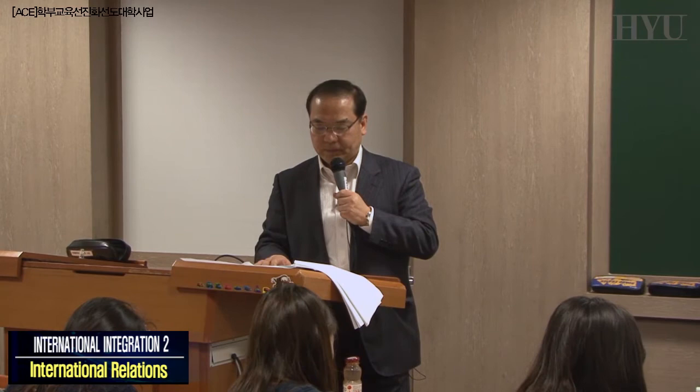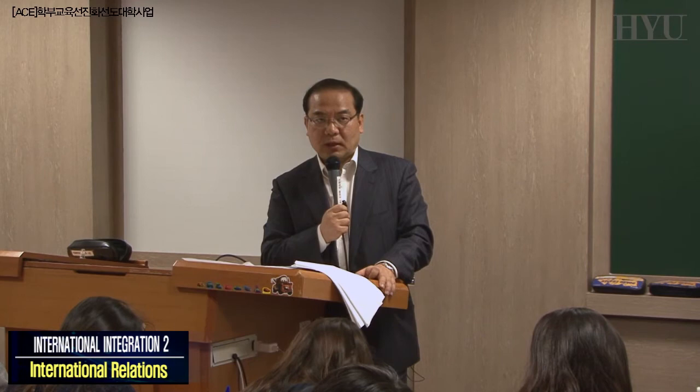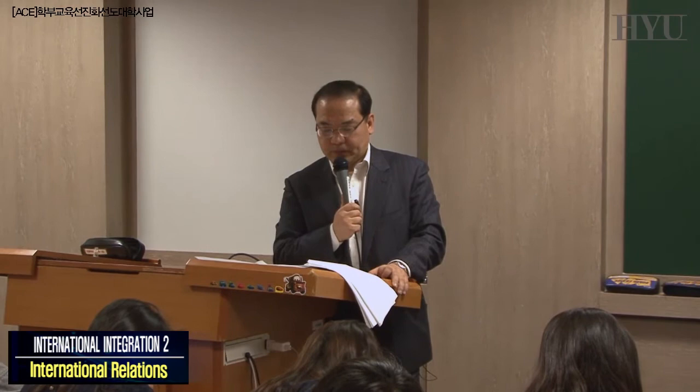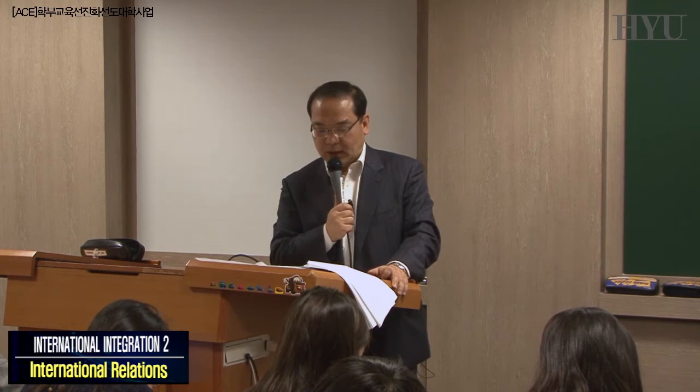And the six-party talks was created to help resolve the North Korean nuclear problem. So who are the six countries? China, Japan, Russia, US, and two Koreas. These are the six countries.